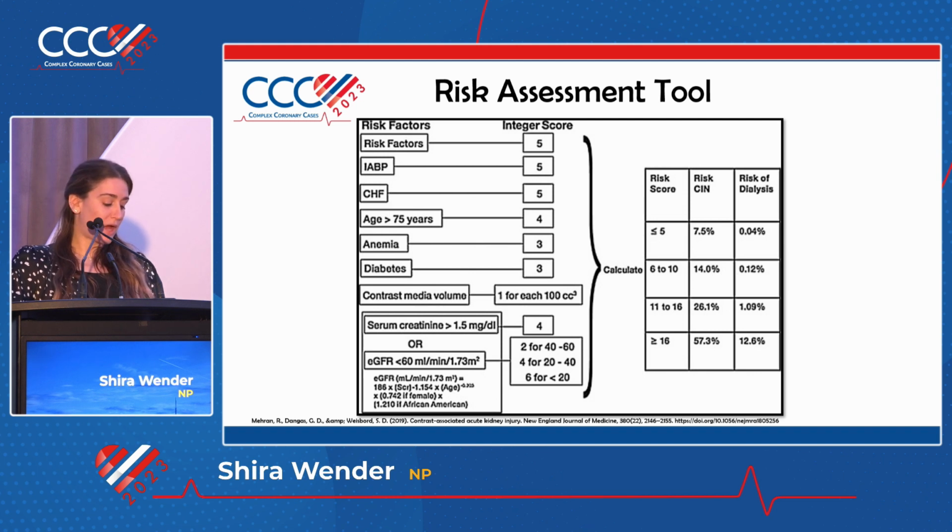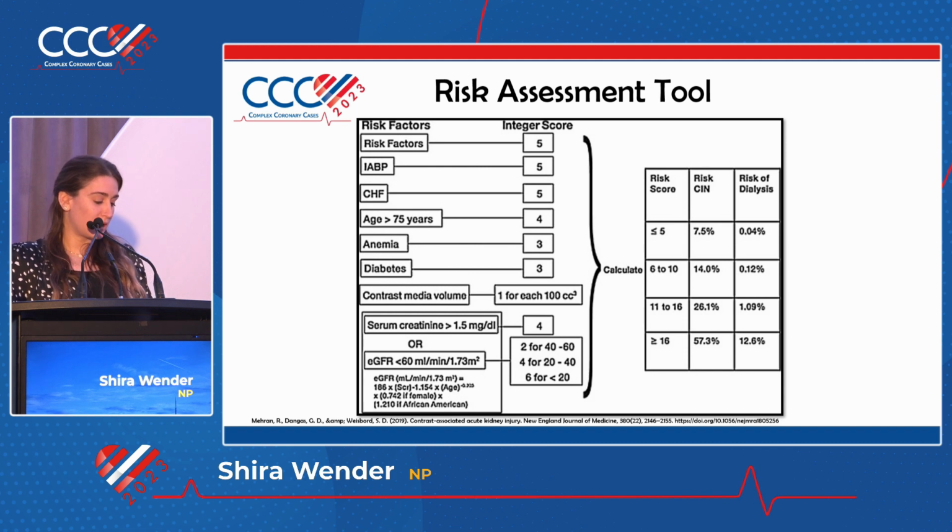These variables include hypotension with a systolic blood pressure of less than 80 or greater than 1 hour of inotropic support, intra-aortic balloon pump, congestive heart failure class 3 or 4, history of pulmonary edema, chronic kidney disease, diabetes, age greater than 75, anemia, and the volume of contrast. So the sum of these weighted variables provides a total raw score and correlates that score to the risk of PCI-CIN and risk of post-PCI-CIN requiring hemodialysis.